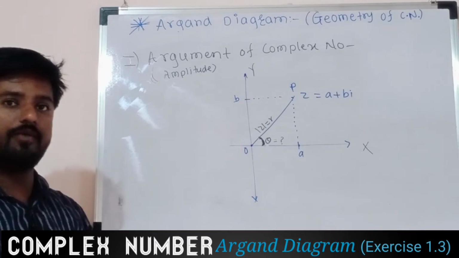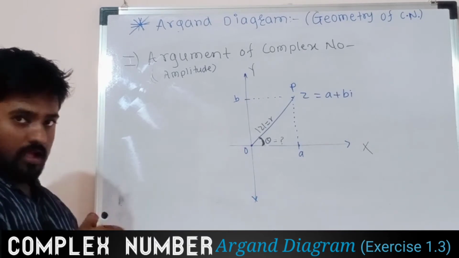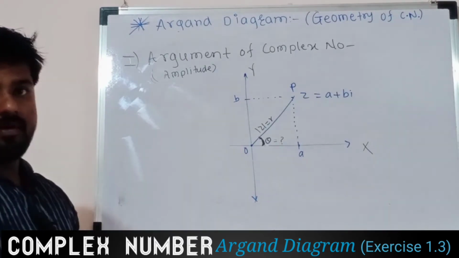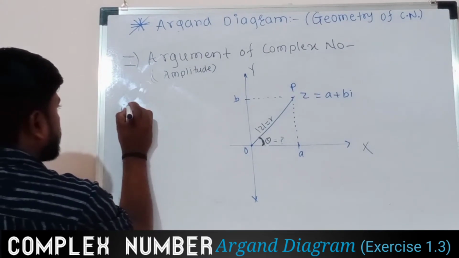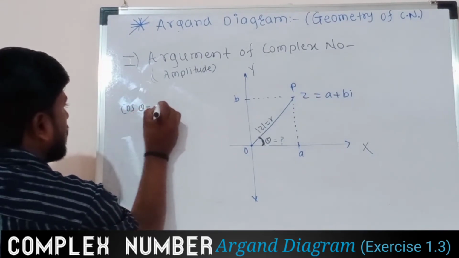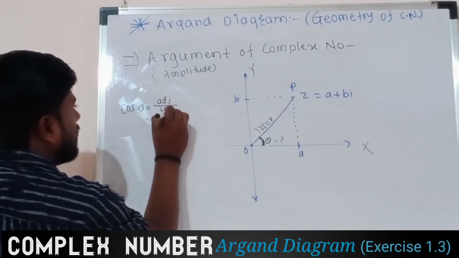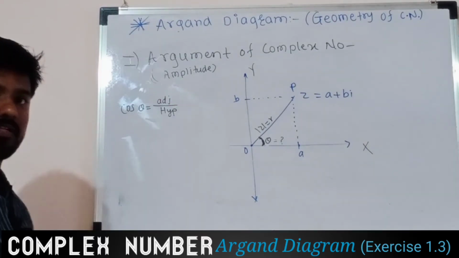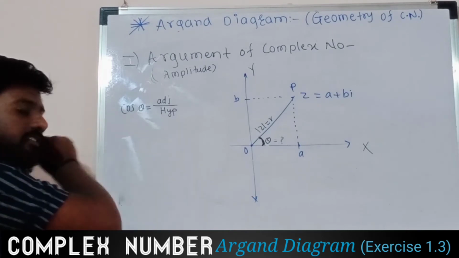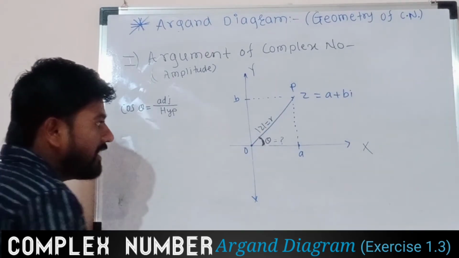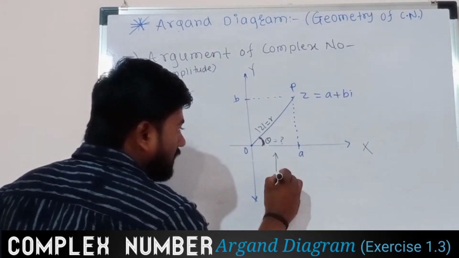So cos theta has the formula adjacent side divided by hypotenuse, right? So cos theta equals adjacent side divided by hypotenuse, right students? So what is the adjacent side? The adjacent side is nothing but a, right?